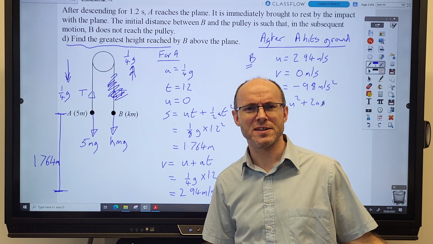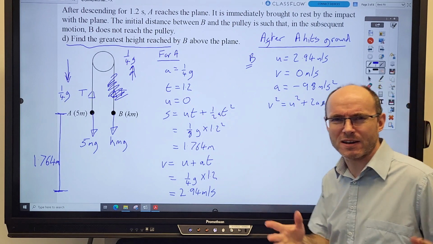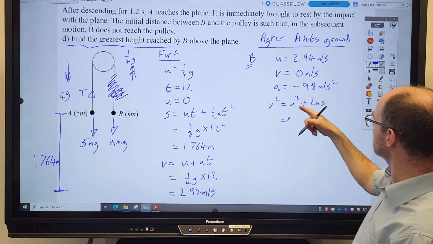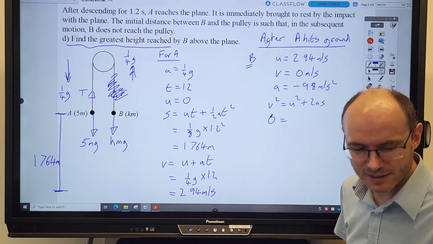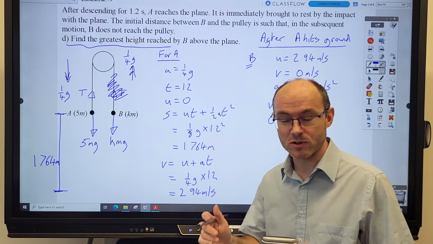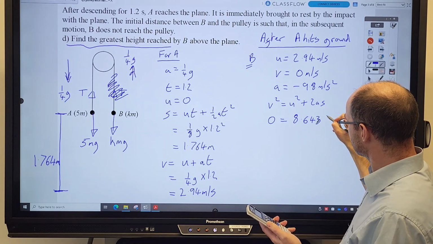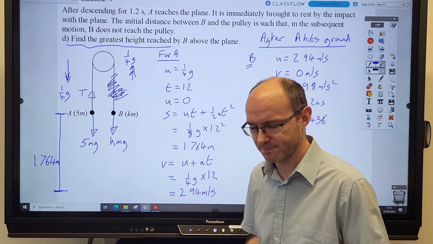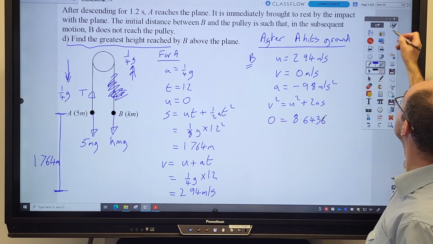What a great question this is. I'm getting to use all the formulae here, including v equals u plus at. I like questions like that where you get to use a variety of formulae. So you've got 0 is equal to u squared, 2.94 squared. Calculator time again. On the downside, I don't like questions where I have to use a calculator as much. I prefer questions where a calculator is not used at all. The ideal question is where you get to use a lot of different equations, a lot of cool stuff, but no calculator. That's the ideal question for me. 8.6436. So this is a good question, but not perfect.